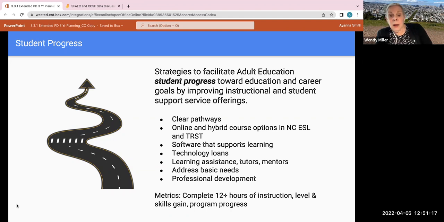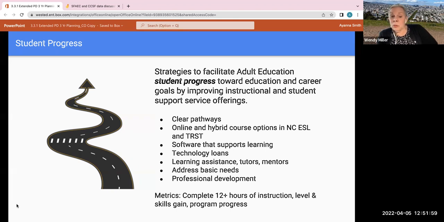completion program. We've invested in software that supports learning, things like Newsela, Pronto, Go Animate, so that teachers can create engaging online coursework. We've invested in technology to loan to students, Wi-Fi hotspots, Chromebooks, and laptops. And those are managed through the library. We are investing in expanding our learning assistance program to provide tutoring and mentoring for non-credit students. That plan is in development now.